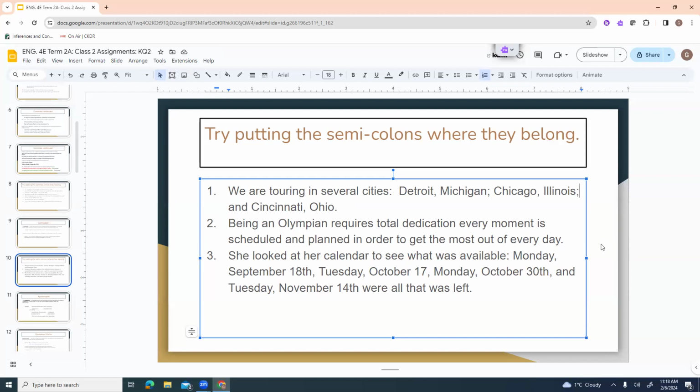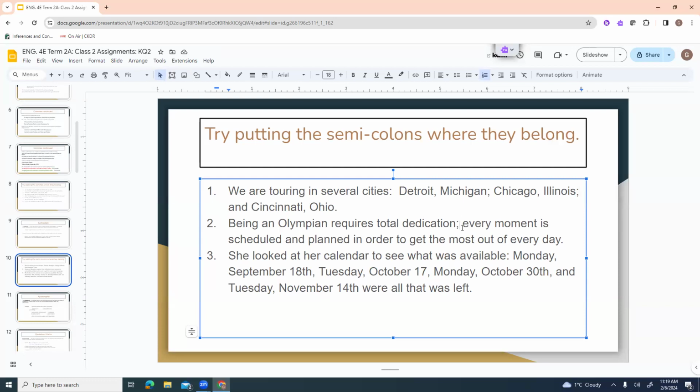Being an Olympian requires total dedication. Every moment is scheduled and planned in order to get the most out of every day. That sentence is actually a little confusing, which is kind of a heads up that maybe it's two sentences. Being an Olympian requires total dedication. I would say that there should be a semicolon right there because it's actually two sentences, but they're connected. Being an Olympian is kind of a noun phrase there. It sounds like you're starting with a verb, but it's not intended as a verb there.